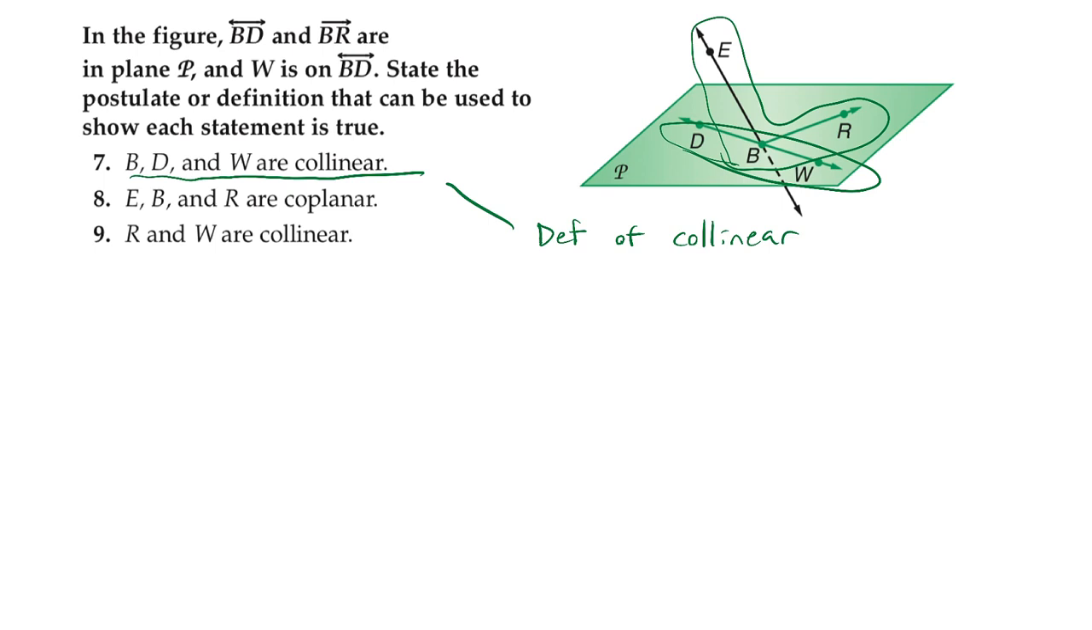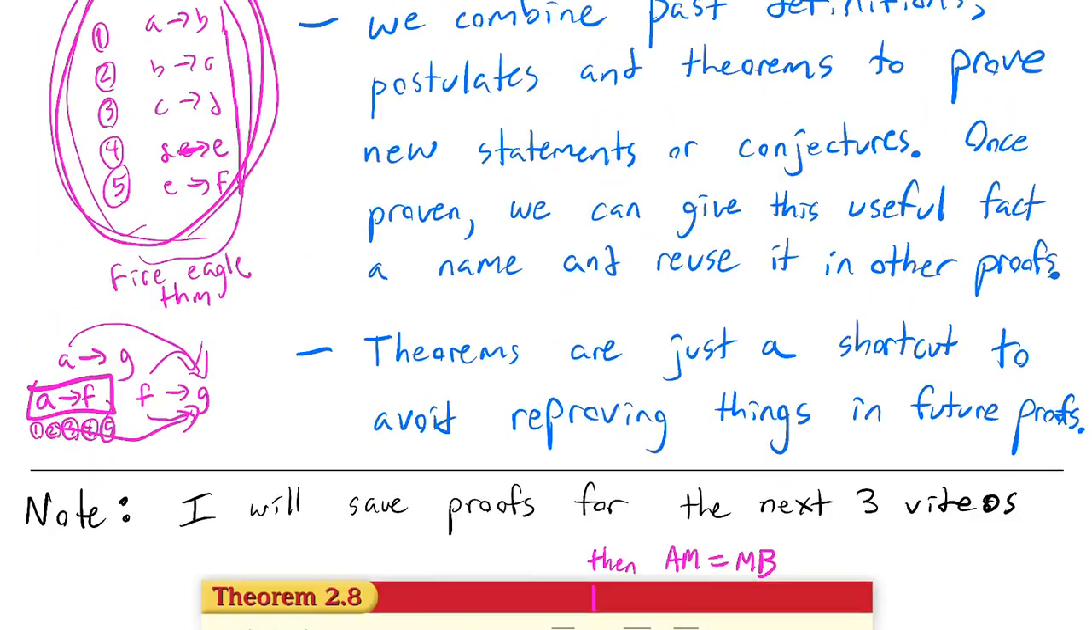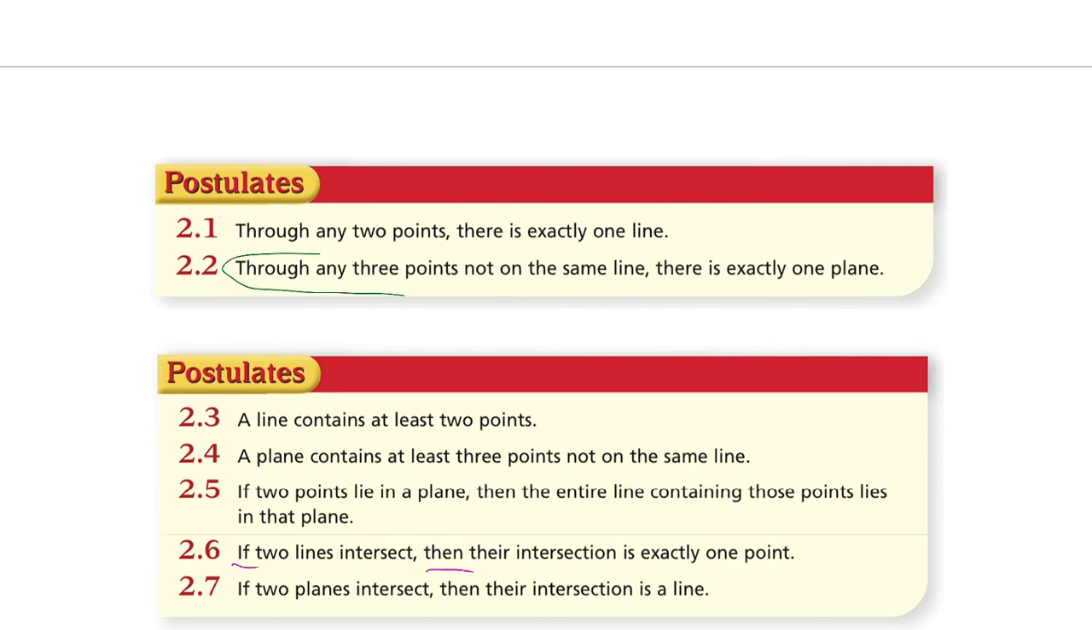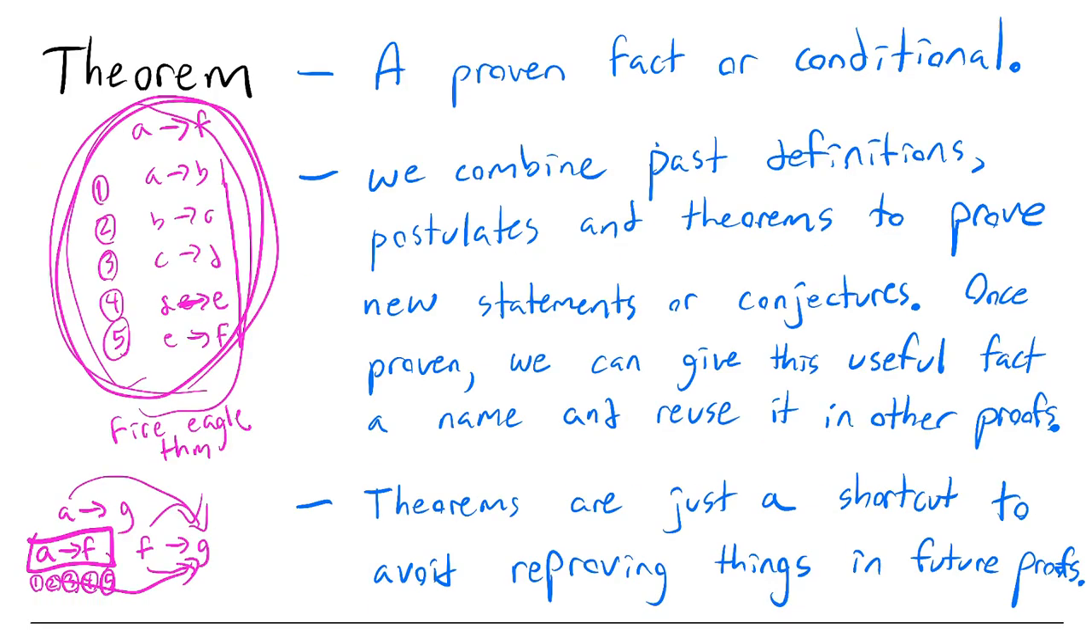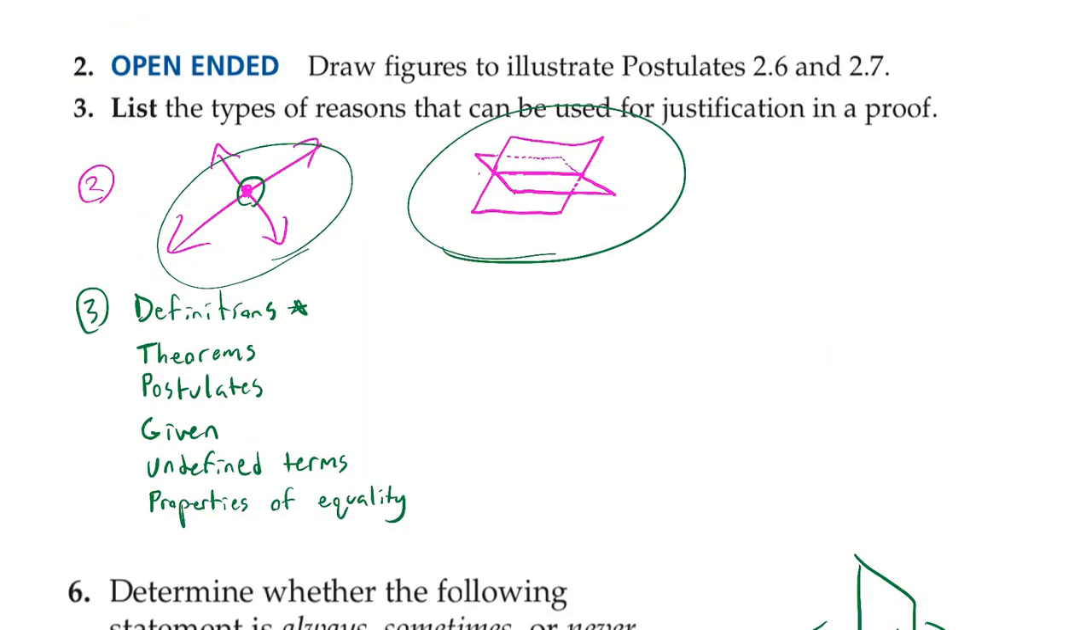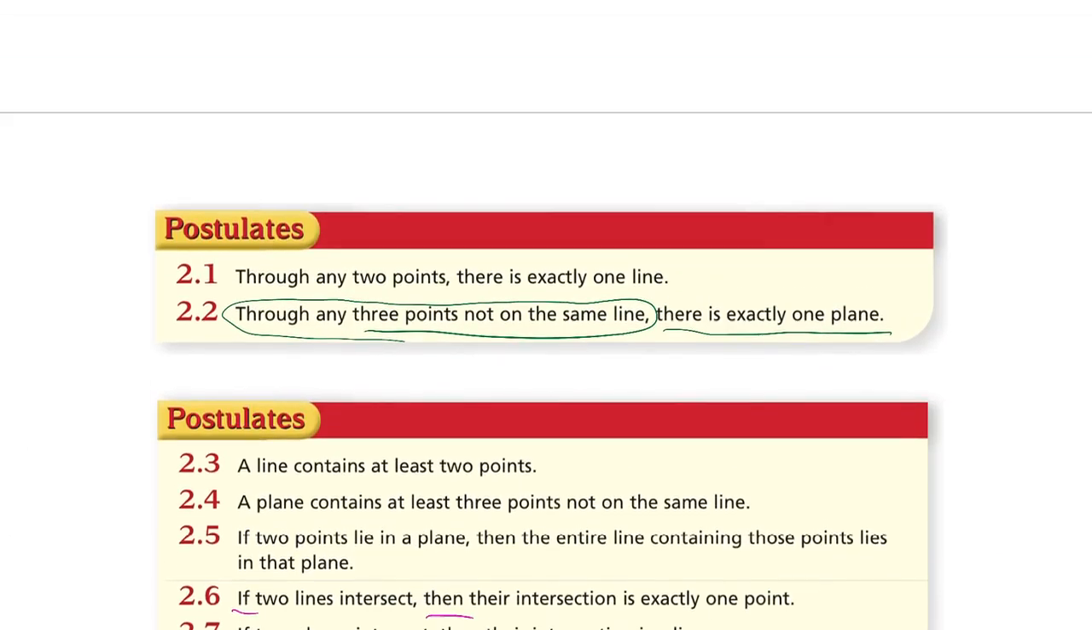Well, we don't visually see a plane, so we can't just use the definition of coplanar. But do we know anything about 3 points? I told you in a video a while back that any 3 points are coplanar, but how do you know that? We could go up to here: through any 3 points not on the same line, there is exactly one plane. So if we take these 3 points that are not on the same line, there exists exactly one plane that passes through them, and that's the very definition then of coplanar.